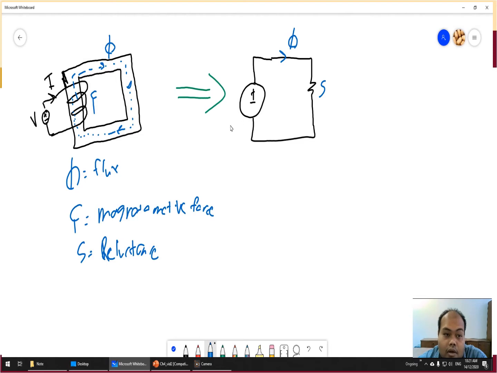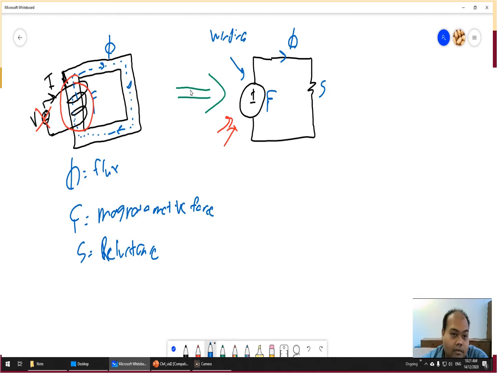And this one is not this. This one is actually the winding. Make sure you differentiate when you use a magnetic circuit. The voltage source here represents the winding and not the voltage source there. So basically this one is F, the magnetomotive force, the winding. So this is the basic.